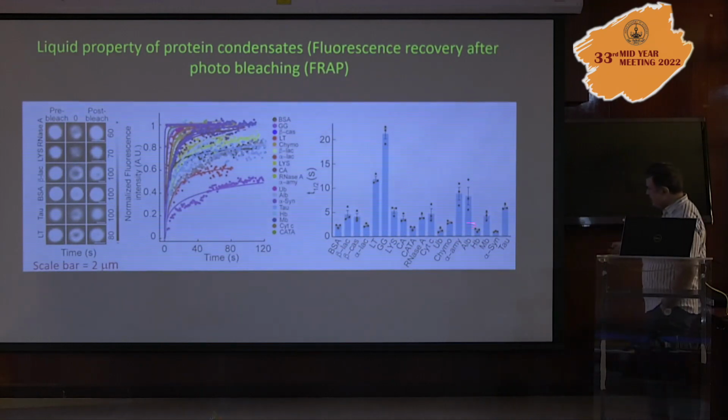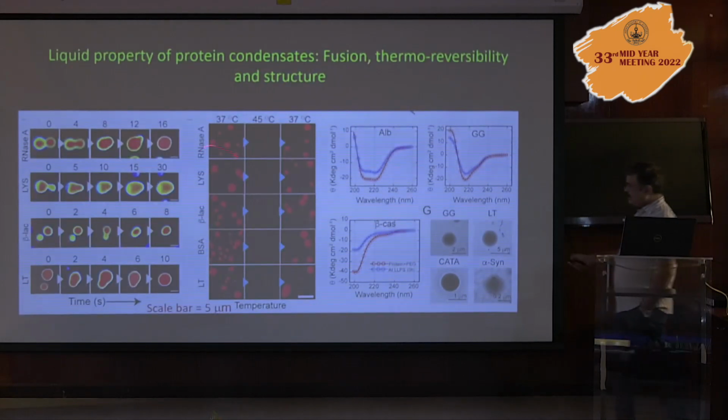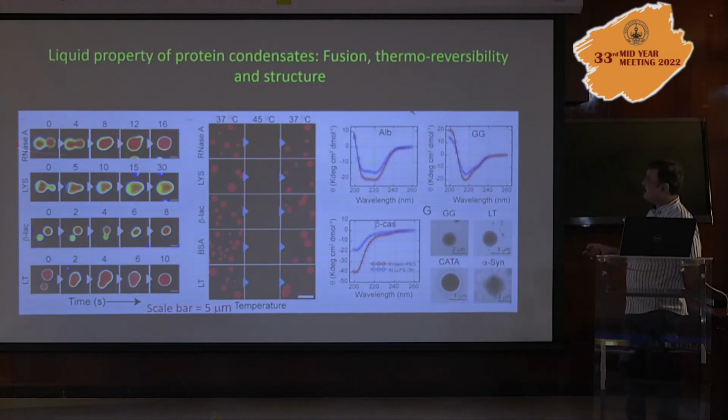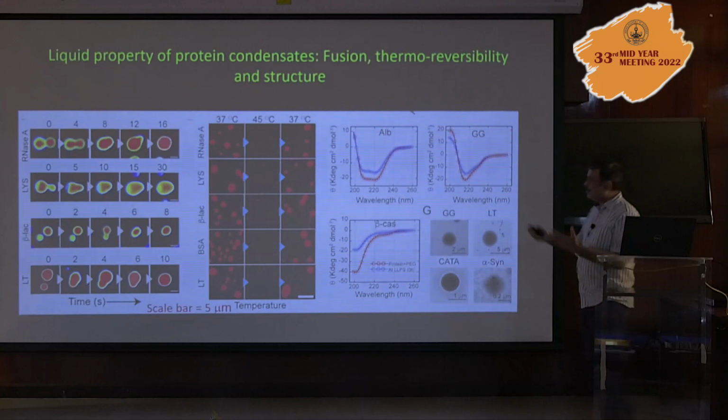You can see here that we calculated the T-half, and different proteins have different T-half. Some proteins have a larger T-half, suggesting they might undergo partial solidification with time. So we checked their fusion. This is one of the properties of a liquid droplet: when they touch each other, they should fuse and make a larger droplet, and that is one of the properties of a liquid.